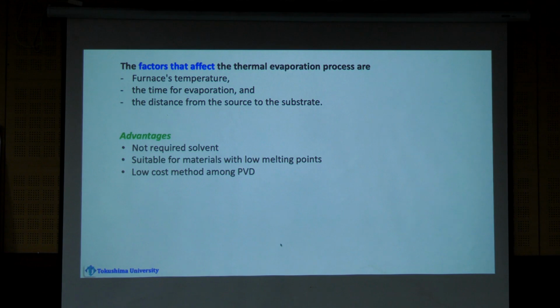What are the advantages? It does not require any solvent. You just put the target material into the crucible, give the heat, and evaporation starts. So you don't need additional solvent. It is suitable for materials with low melting point. For example, aluminum. If you want to deposit aluminum, it has a low temperature compared to other noble metals, so you can get the deposition in quick time.